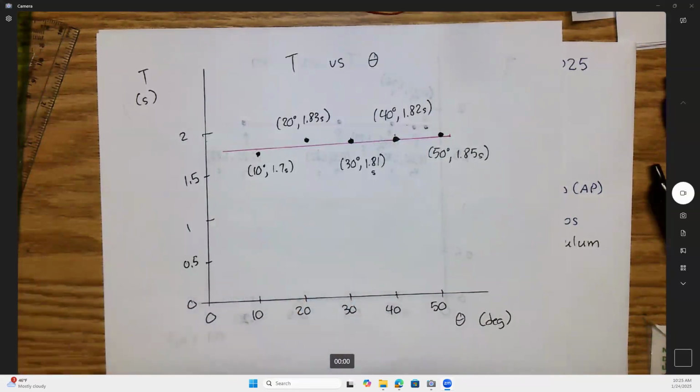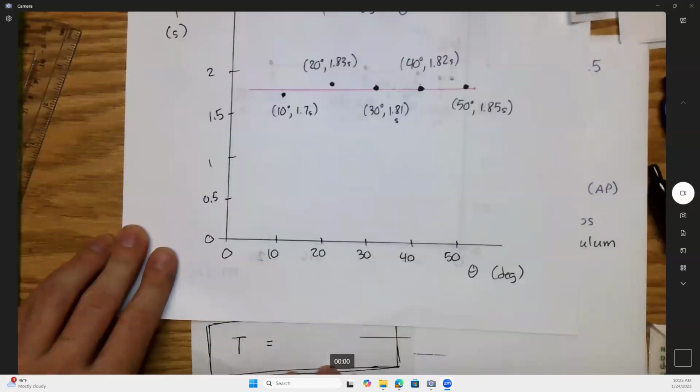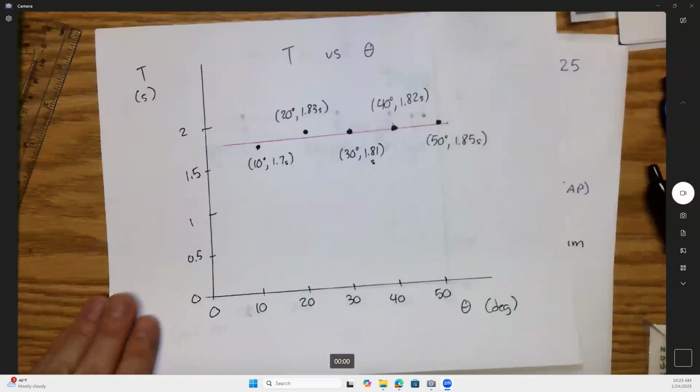And yeah, overall, the time period, no difference at all. Right? So, when we get to this master equation at the end, I don't think angle is going to show up in this either. Okay, so mass isn't going to show up. Angle's not going to show up. Well, we only got one other variable.